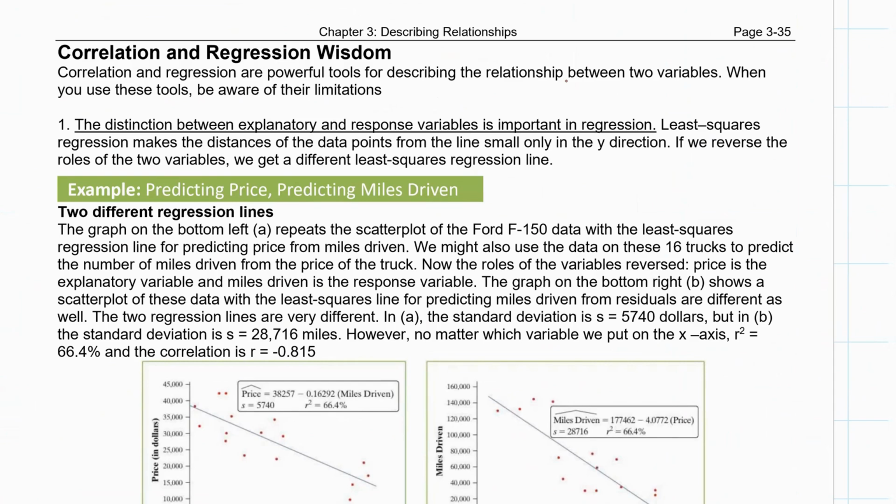When we do these calculations, it matters which one is your x variable and which one's your y variable, not for the r value, but for your slope and for your y-intercept. You will get different predictions if you switch the two around. So just remember the r value and r squared value will be the same, but the lines will be different if you switch your x and your y values.